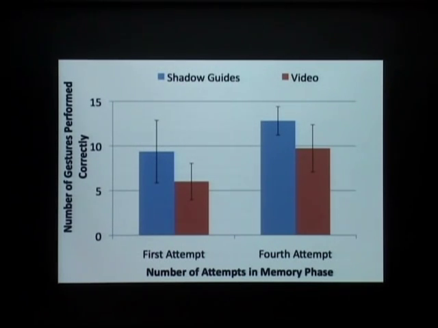Here we see 2 different results. The first is, in their first attempt, in that last block where they didn't get help, were they able to perform the gesture correctly? And we see that, in this case, many more of the gestures were performed correctly if they were using the shadow guides to learn than if they were using the video system to learn. If they didn't succeed on their first attempt, we allowed them to keep trying until they got it right, and we took a measurement again as to how many of them were able to perform correctly by the 4th attempt, and still the shadow guide system was able to provide better help.